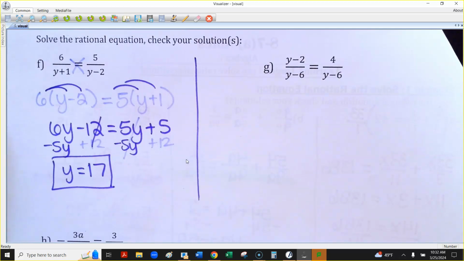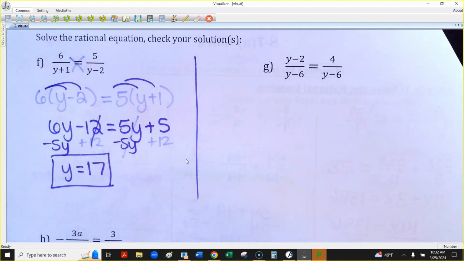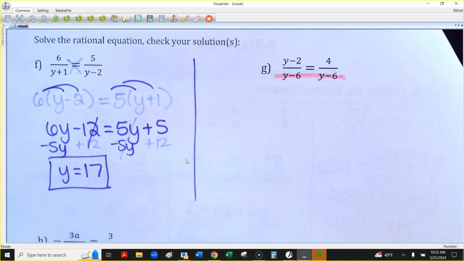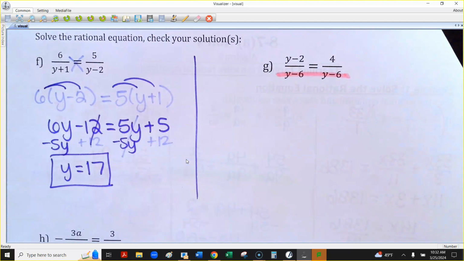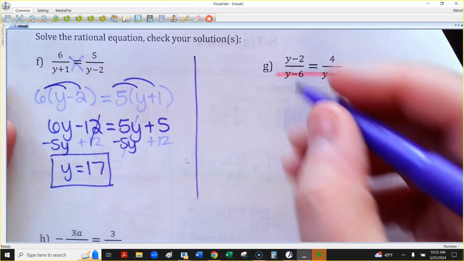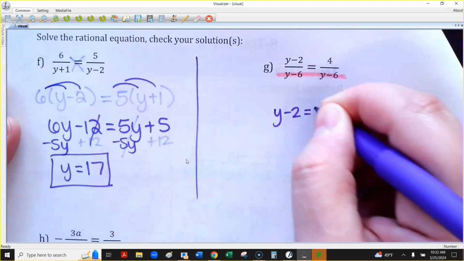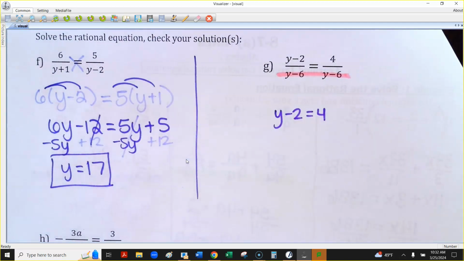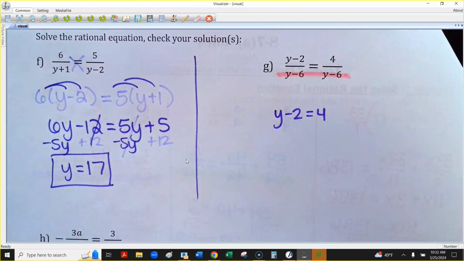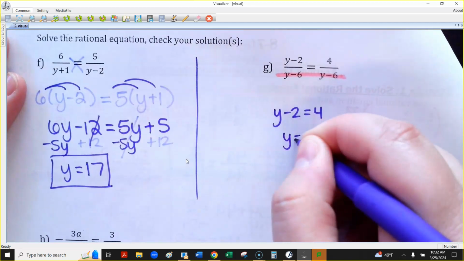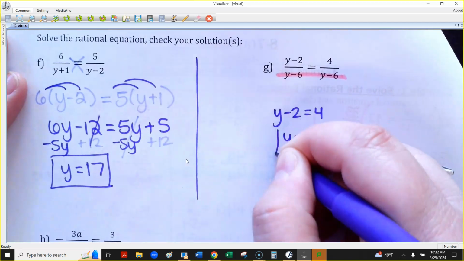Yeah, the denominator matches, right? The denominator is the same, so that forces the numerators to be equal on either side. So literally all I would do here is just y minus 2 equals 4. You could cross multiply, but if you cross multiply there, you're going to get a quadratic, and it's going to take you a lot longer to solve it. If you notice that, hey, those denominators are the same, just cross them right out, then you could just solve this little equation, and I get y equals 6.